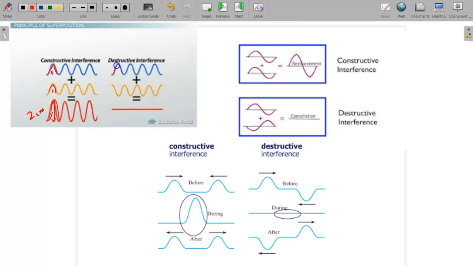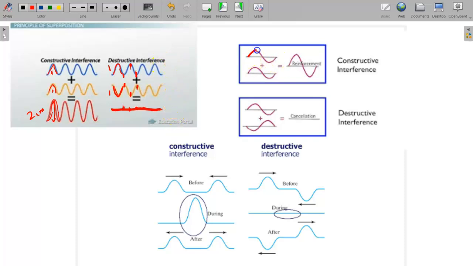And destructive interference: you can see here is a crest interfering with a trough. When one unit of crest joins with one unit of trough, they become 1 minus 1, 0. The same happens here: crest and trough 0, crest and trough 0, and here trough and crest 0. So if you connect all the zeros, it is a straight horizontal line, 0. That is destructive interference.